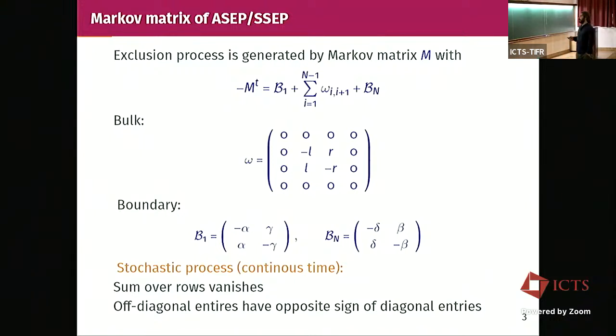The property of this Markov matrix is that the sum over the columns or rows, depending on your conventions, vanishes, and it's important that you also have only positive rates, so the off-diagonal entries should have opposite sign to the diagonal ones.